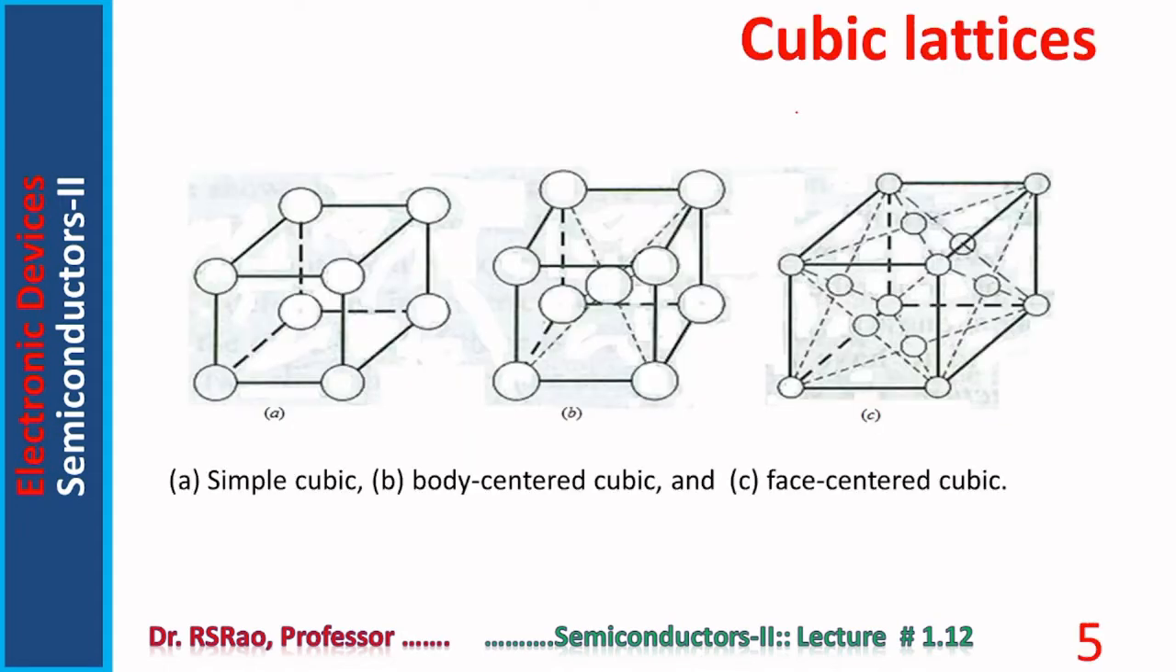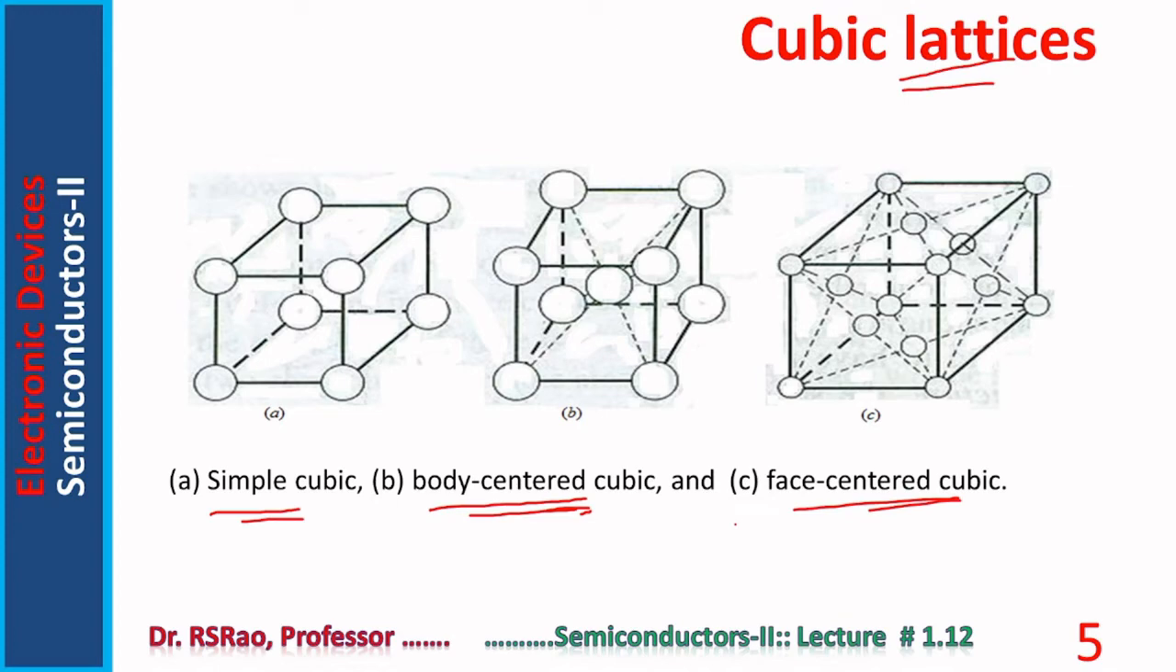Now, here some information regarding lattices is being given. Simple cubic lattice, body-centered cubic lattice, face-centered cubic lattice. Simple cubic means 8 atoms at the corners of a cube. Body-centered means in addition to 8 atoms, 1 atom at the center of the cube. Therefore, total atoms now are 9.